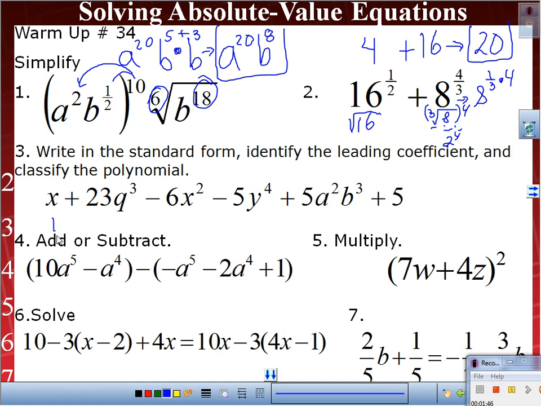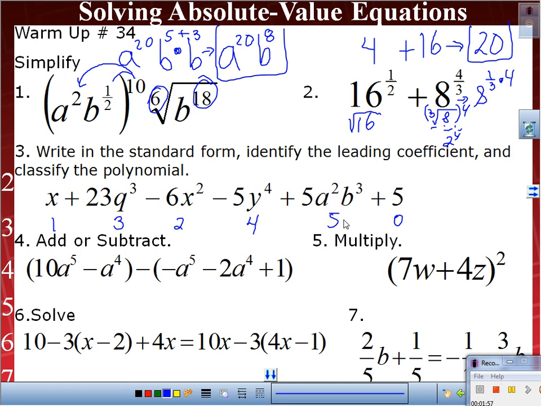This is 1st degree. This is 3rd degree. This is 2nd degree. This is 4th degree. This is 5th degree because 2 plus 3, that's 5. And this is 0 degree. Yes? All right. From there, I need to rearrange it from highest to lowest degree.